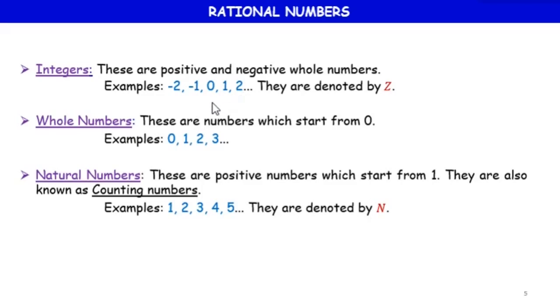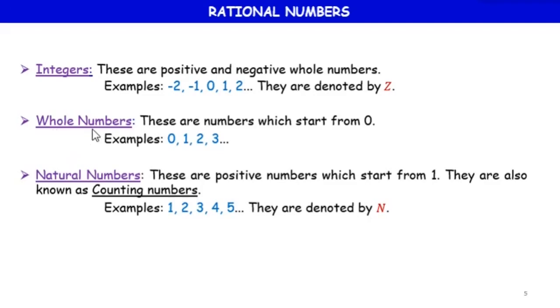So any negative number you can think of is an integer. Any positive number you can think of is also an integer, and then 0 is also an integer. So integers are denoted by the letter capital Z. Whenever you see the letter capital Z in mathematical sense, it represents integers. Okay, now let's move on to the next type.